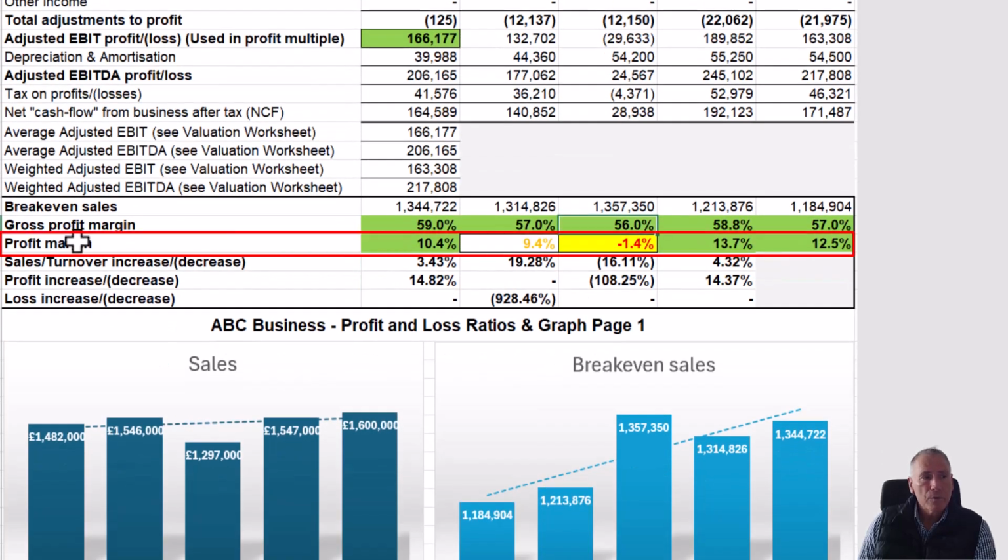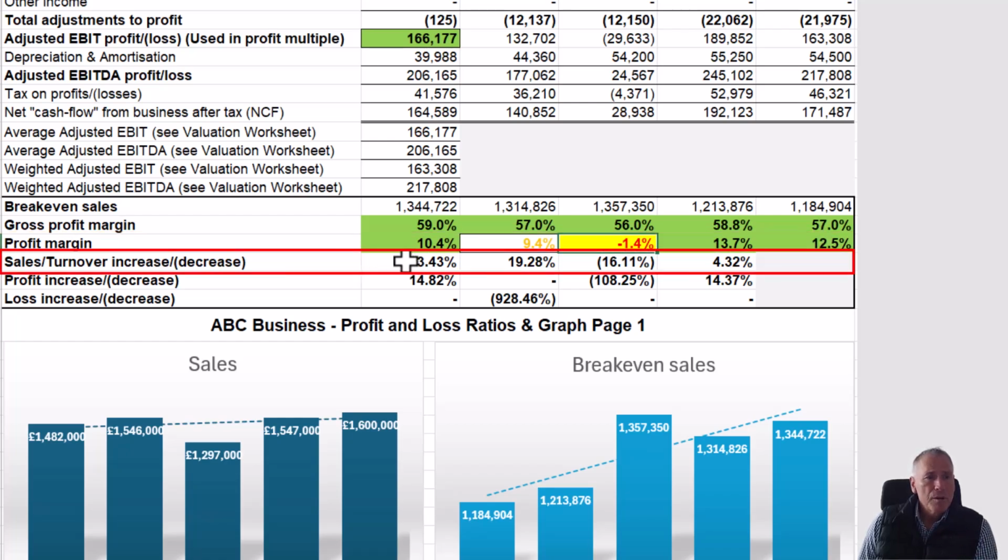It'll also highlight what the profit margin is. And ideally, that needs to be 10% or more. So in year 1, that is just over 10%. Year 2, it's dipped below 10%, and this will highlight it by changing to a different color. And here we can see that it went into loss. So that's highlighted in red there. And in years prior to that, it was 13.7 and 12.5%. So 10% or higher, and ideally if you can get a business that's making 20%, even better.